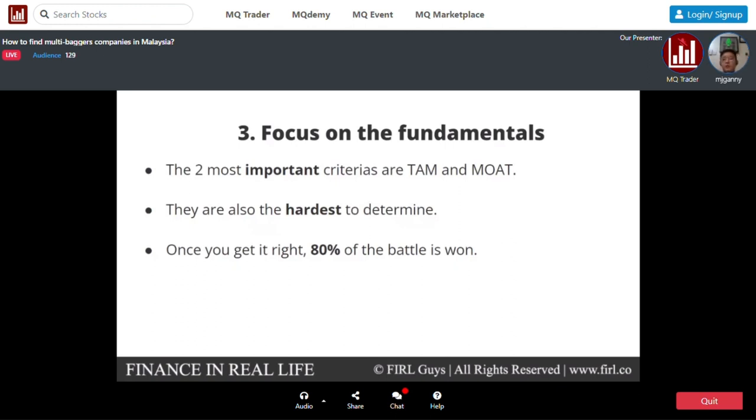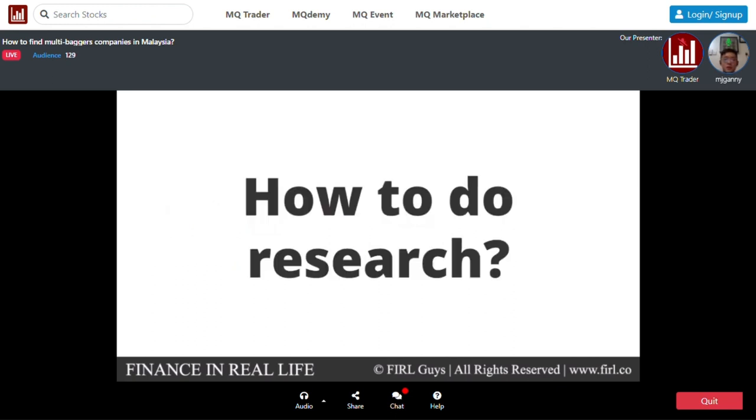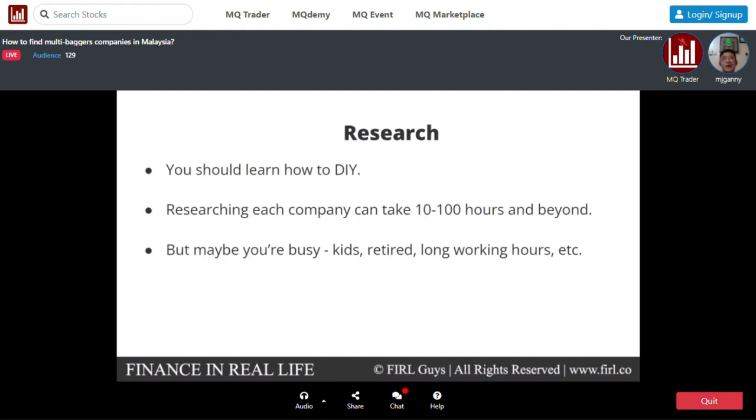But one thing I can help you with is actually research. As a rule, I think most investors should learn how to do it themselves. They should be confident, capable, and self-reliant to be able to find their own investments. But I also understand that research takes time, right? Typically, a company for myself and my team, we take anywhere between 10 to 100 hours to research and beyond.